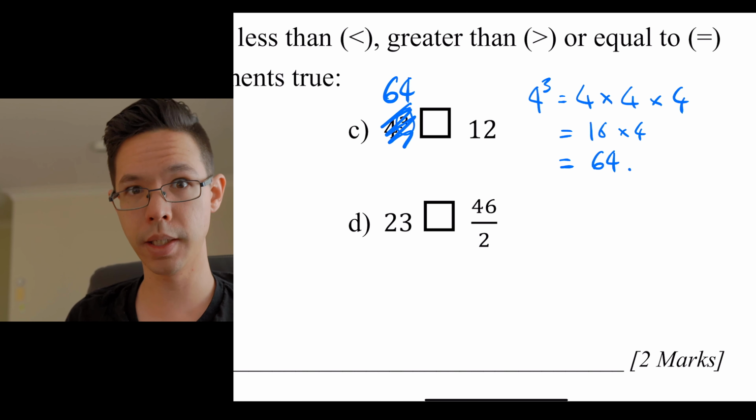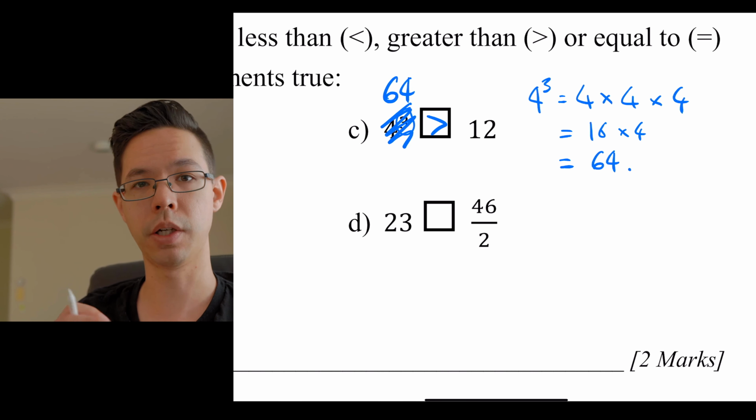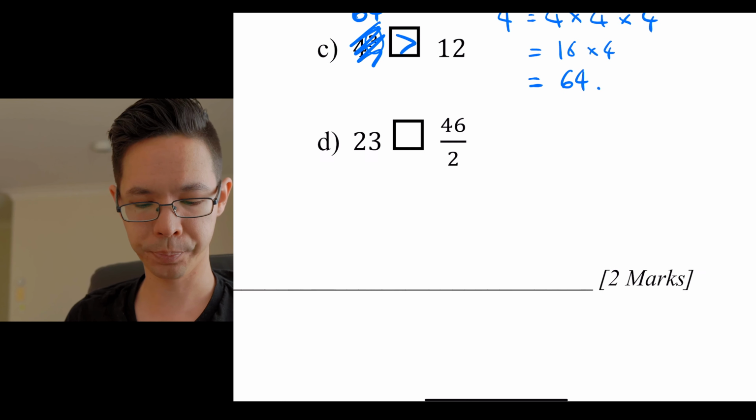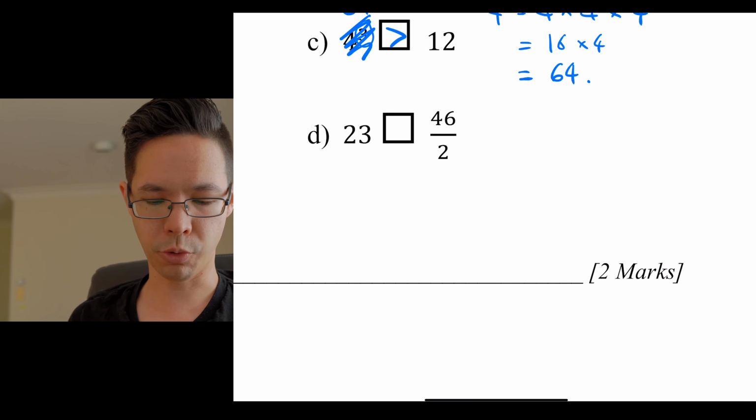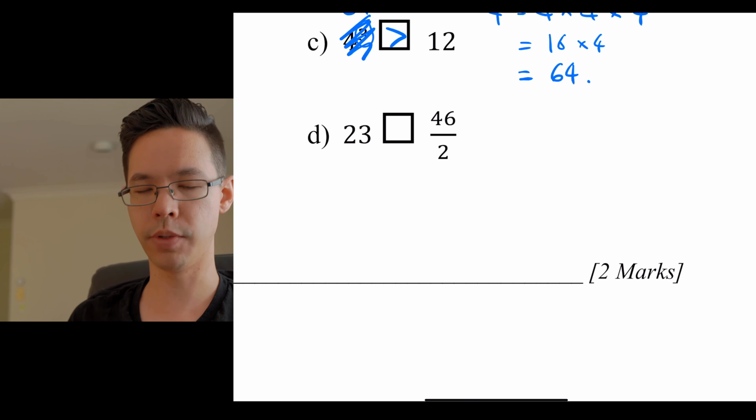And we can see clearly that is much bigger than 12. So we're going to put the mouth facing that way. Here we got 23 versus 46 over 2. Now we got a fraction compared to a whole number. So what can we do?